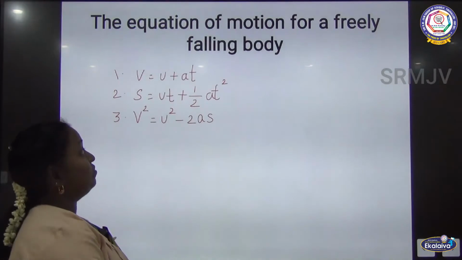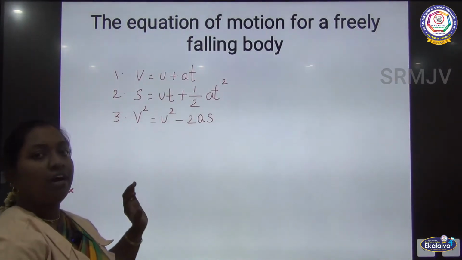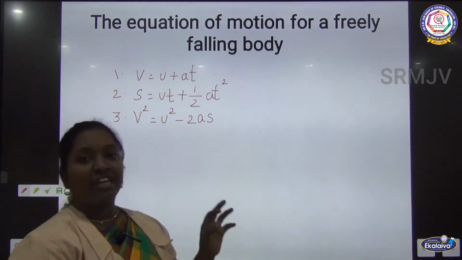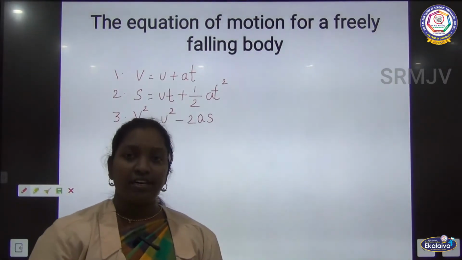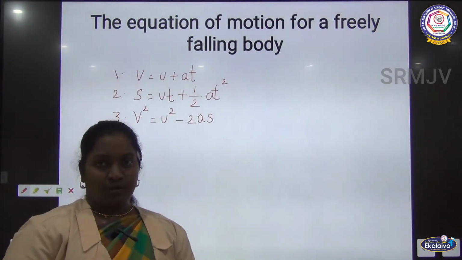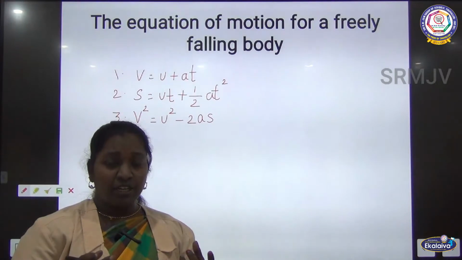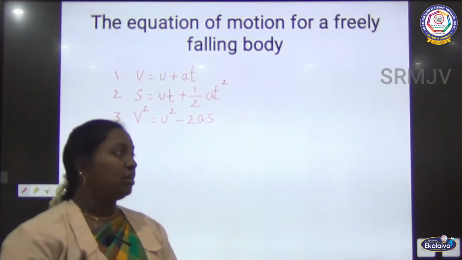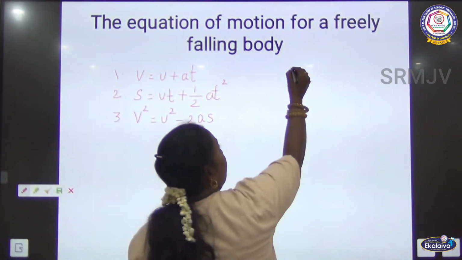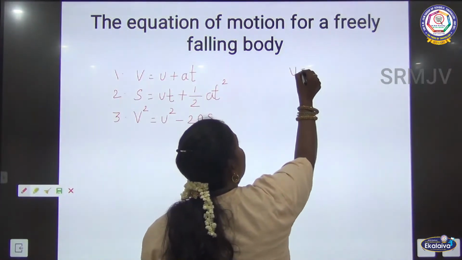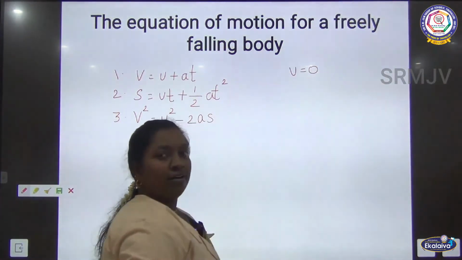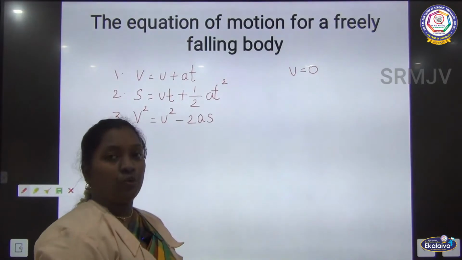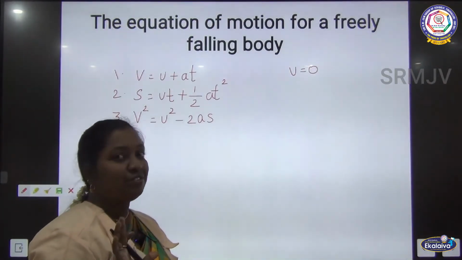With the help of these three equations, we are going to derive the equations of motion for a freely falling body. As I said earlier, free fall means before it falls, initially does it have any velocity? Nothing. So the initial velocity, represented by u, has a value of 0. Initially it is 0.